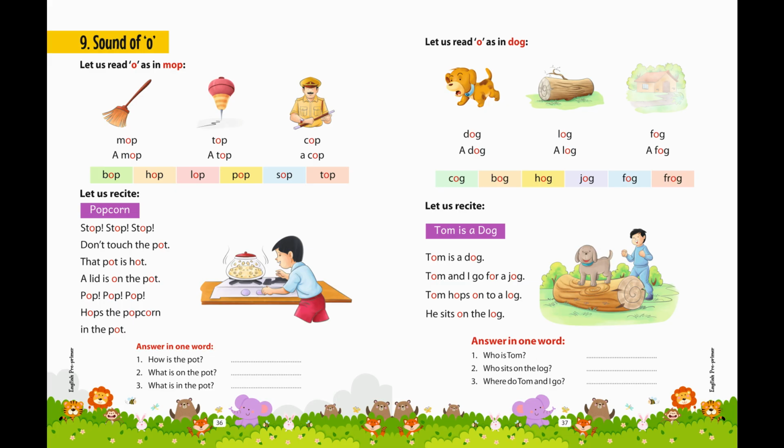Now let's learn the sound of O as in dog. Repeat after me. Dog, a dog. Log, a log. Fog, a fog. More OG sound words are cog, bog, hog, jog, fog, frog. Let us recite. Tom is a dog.